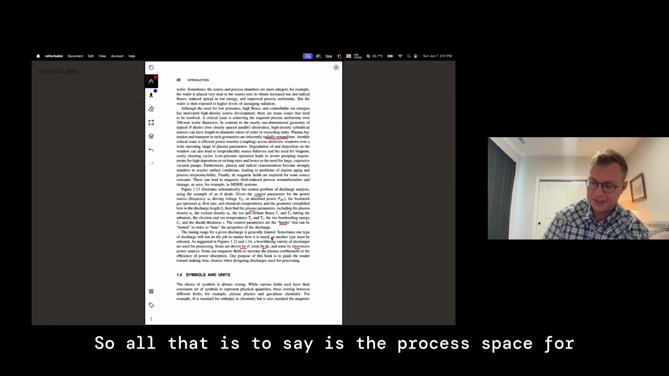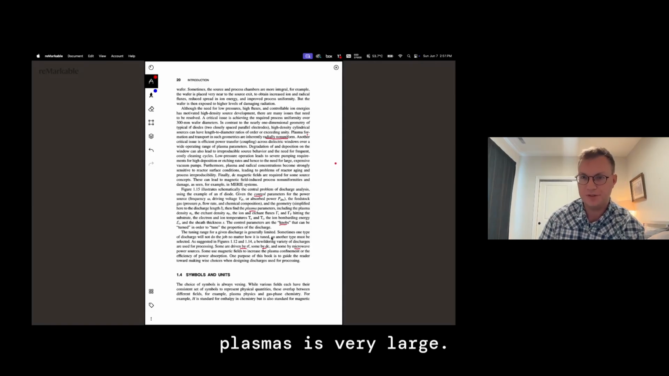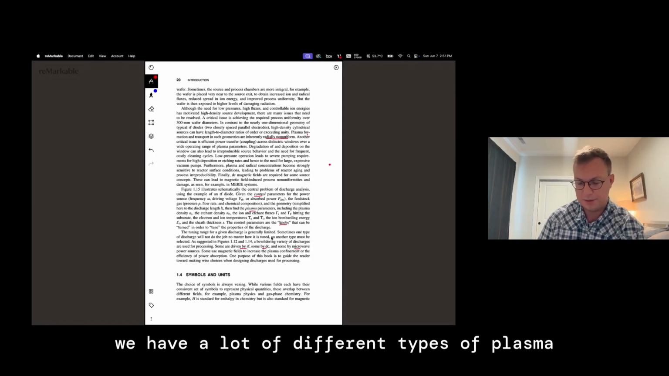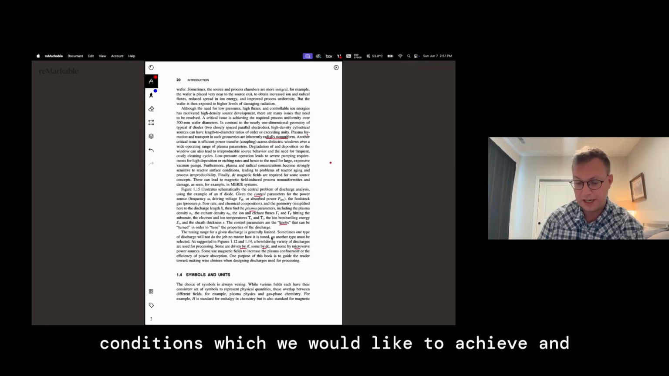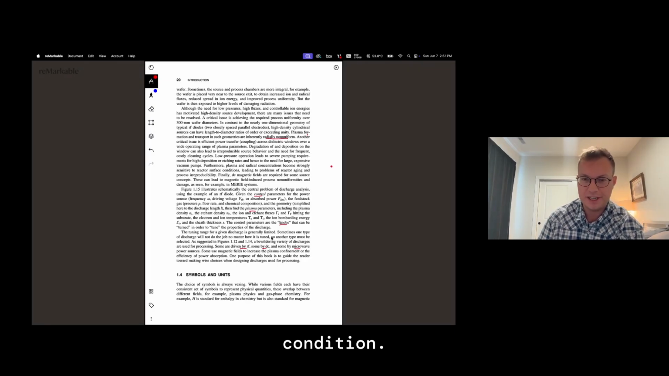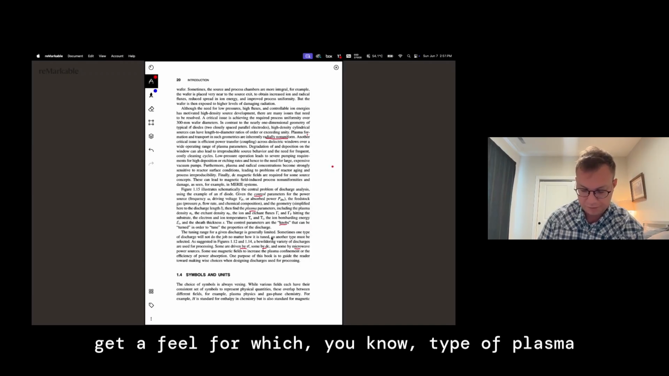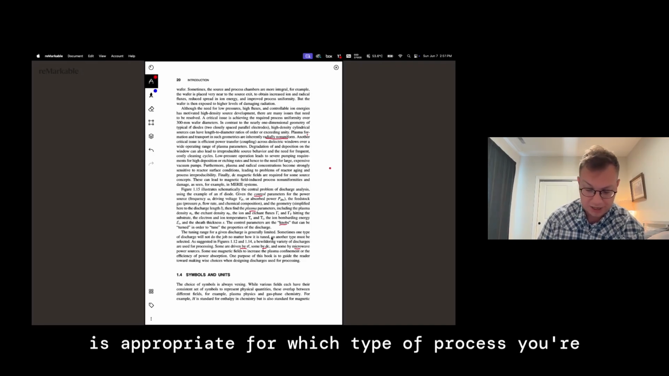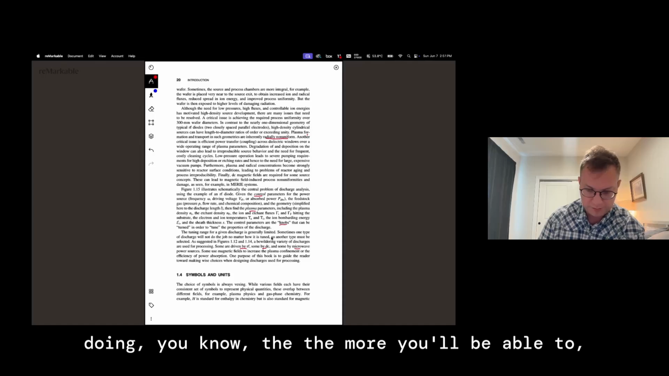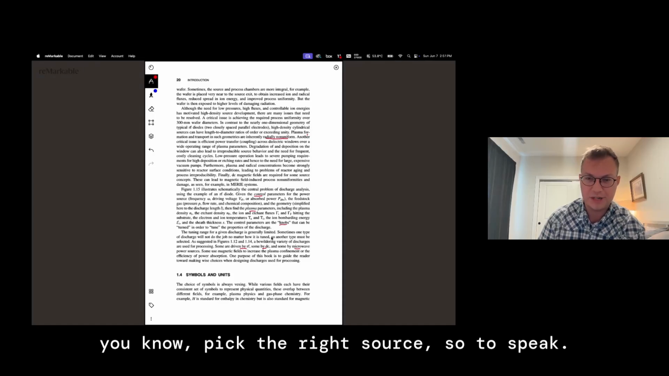So all that is to say is the process space for plasmas is very large. We have a lot of different types of plasma sources, and we have a lot of different conditions which we would like to achieve. And not every plasma source can achieve every condition. So the more we understand the process and can get a feel for which type of plasma is appropriate for which type of process you're doing, the more you'll be able to pick the right source, so to speak.